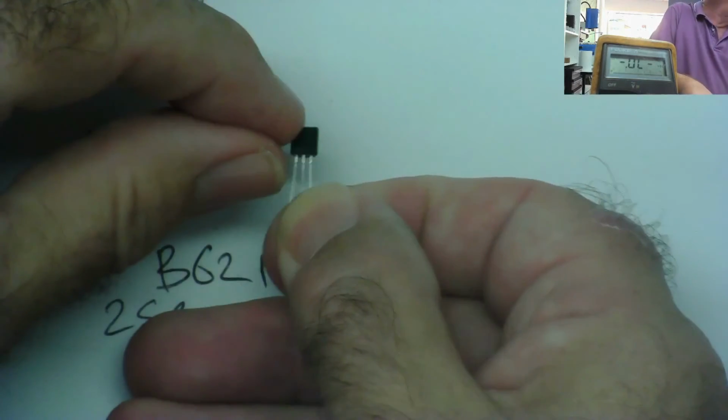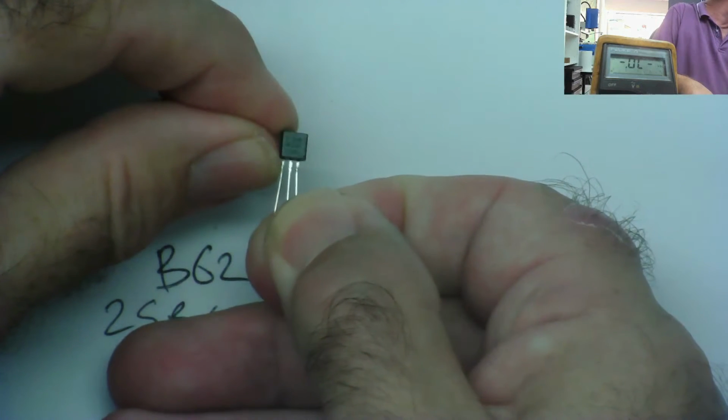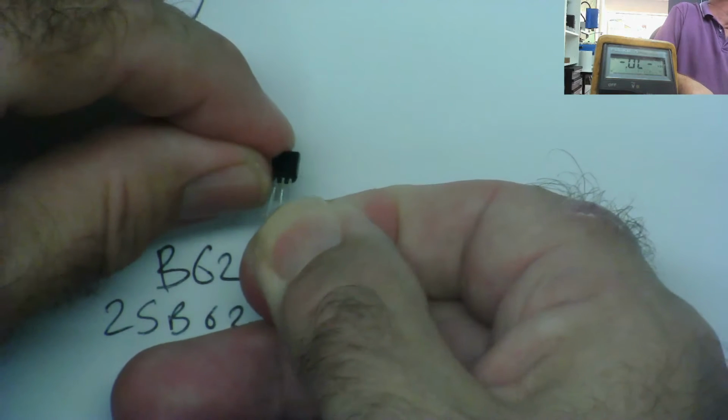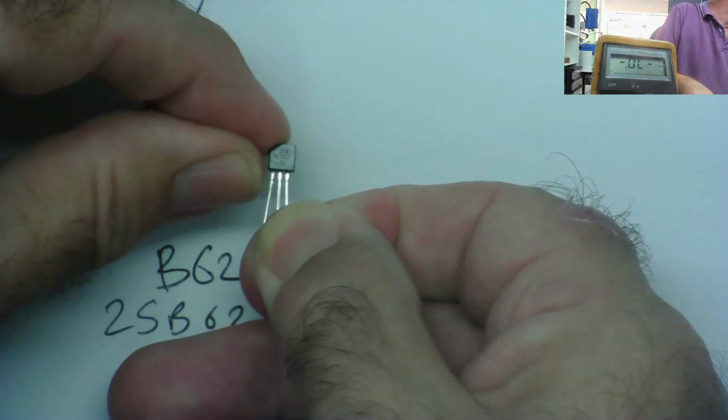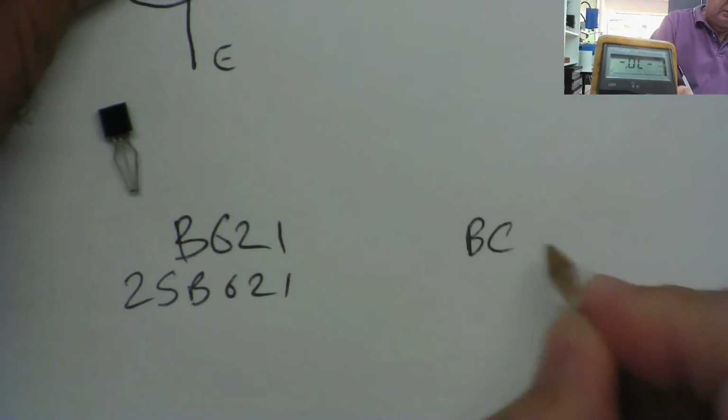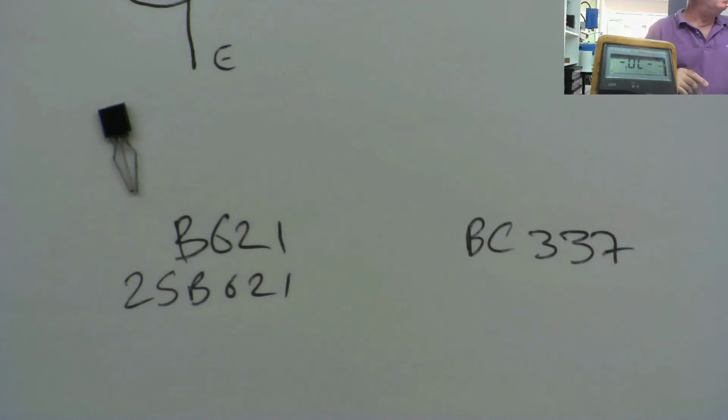Now the other one, this one is a BC337. You might just see that on there. I'll just catch the light on it, right? Yeah. This one is a BC337. So that's the two transistors we have.